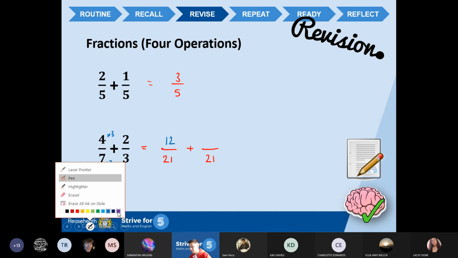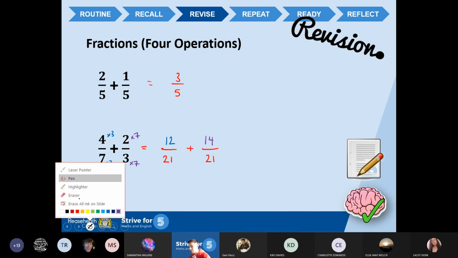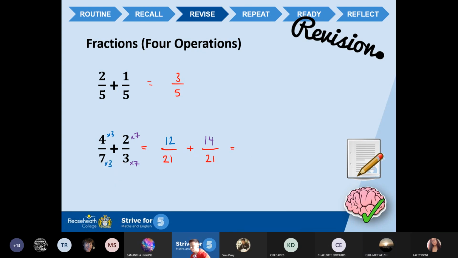Now, let's have a look at this second number. So how did I get from 3 up to 21? I timesed it by 7. Whatever you do to the bottom, you do to the top. So 2 times 7 is 14. Once we've got that, we've got the bottom numbers the same, the rest of the question ends up being quite nice. So we keep the bottom number the same, we keep that as 21, and then we add the top two numbers. So 12 add 14 is 26, okay? Now, what we've got here is something known as an improper fraction. You'll notice it's top heavy, the top number is bigger than the bottom number, okay?